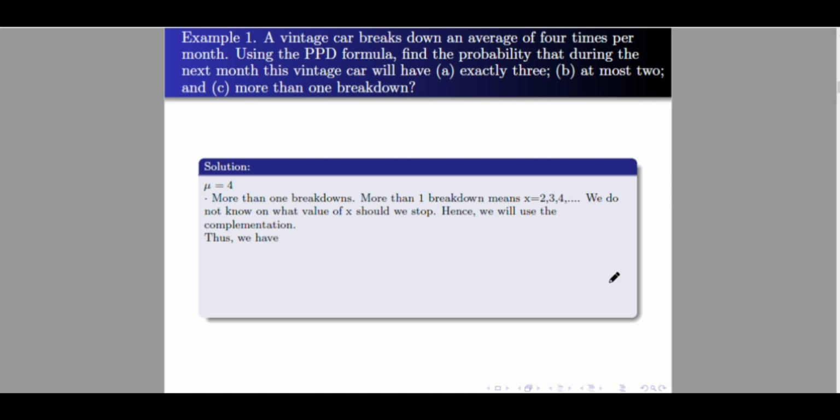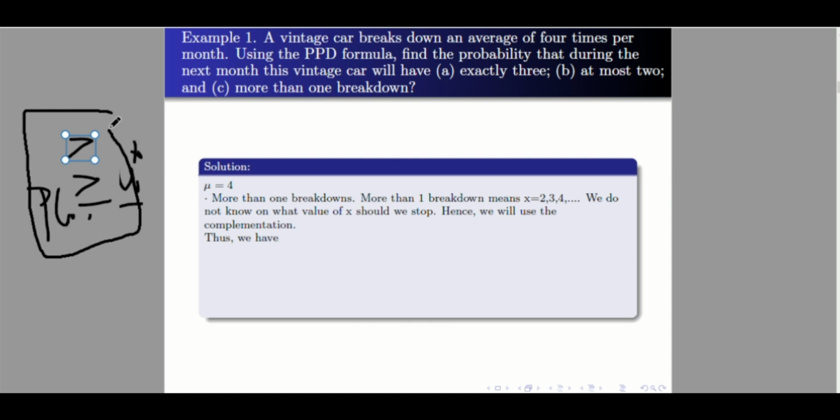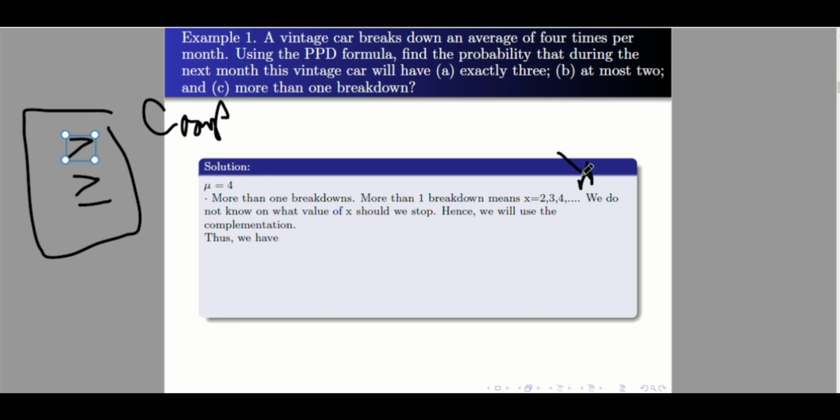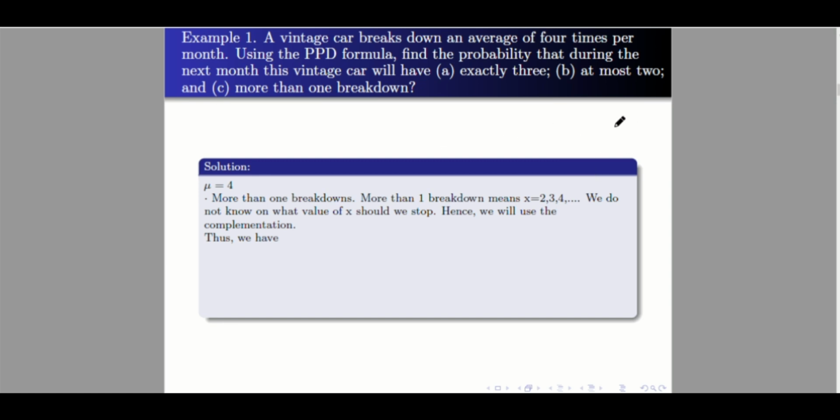Again, last is more than one breakdown. More than one means 2, 3, 4, and so on. But we have no n. We do not know where to stop. So in short, we will use complementation. In this type of problem, if our inequality is greater than or equal, we will use complementation. Why? Because we do not know when to stop. We have no n. So use complementation.